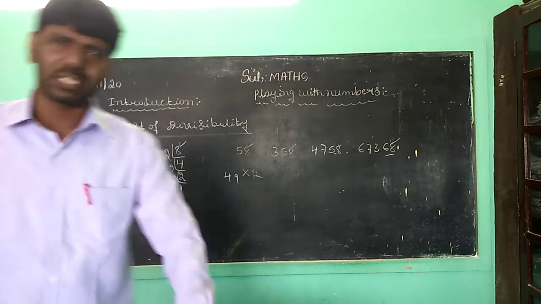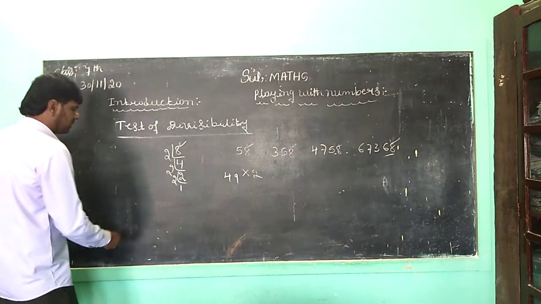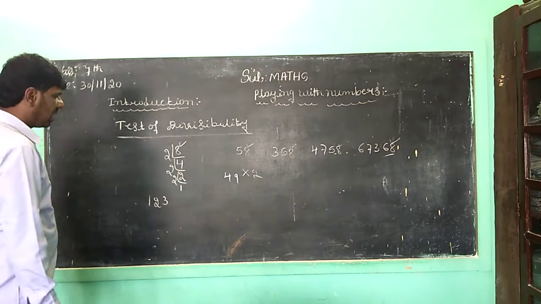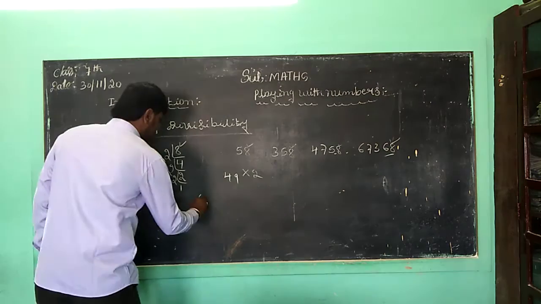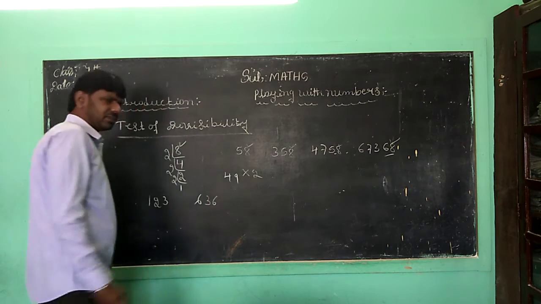Now you want to learn divisibility of 3. That also involves numbers, and you want to add the digits. Take for example 123. Correct? And then how can we find it? Then also, children, 636.